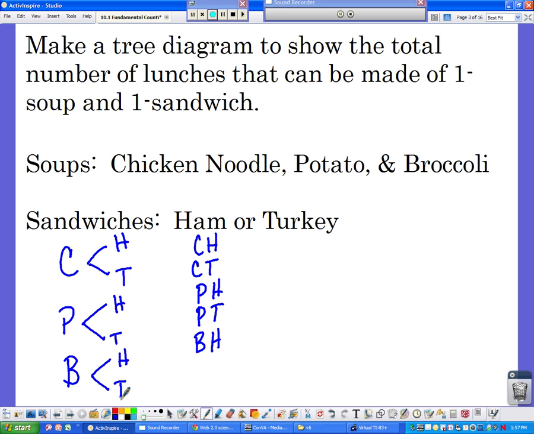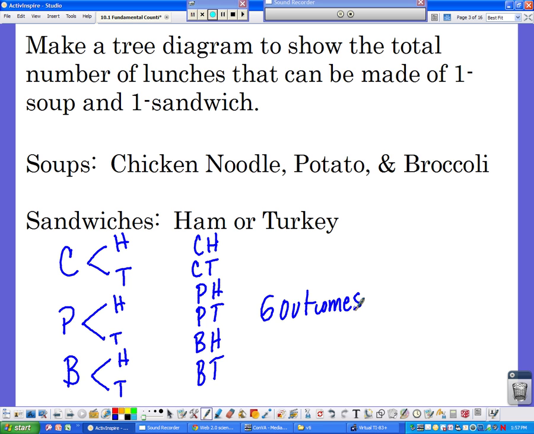And we could get broccoli and turkey. Okay? So we quickly find out, 2, 3, 4, 5, 6, that we have 6 total outcomes that we could actually get from just having 3 soups and 2 sandwiches.